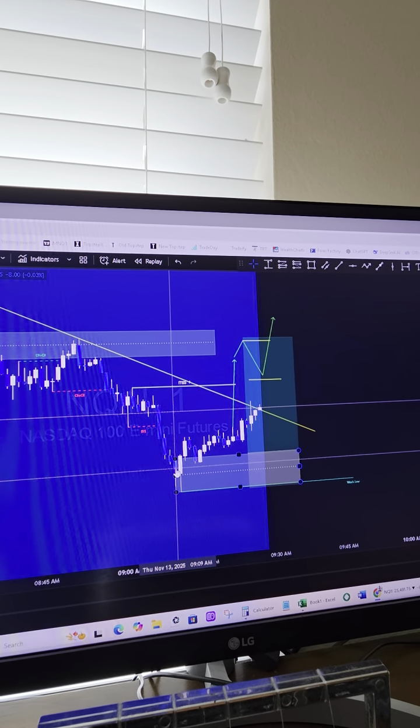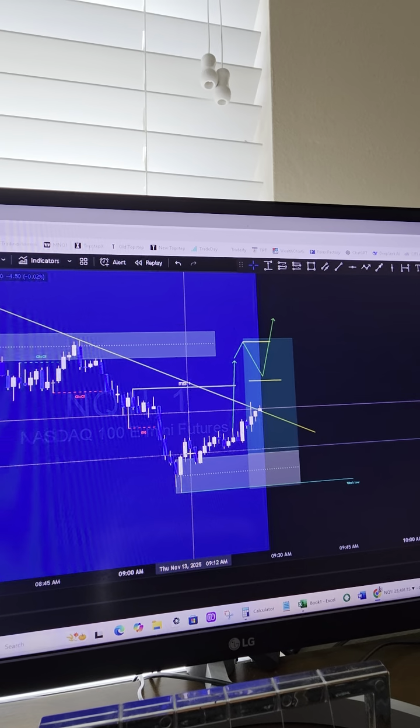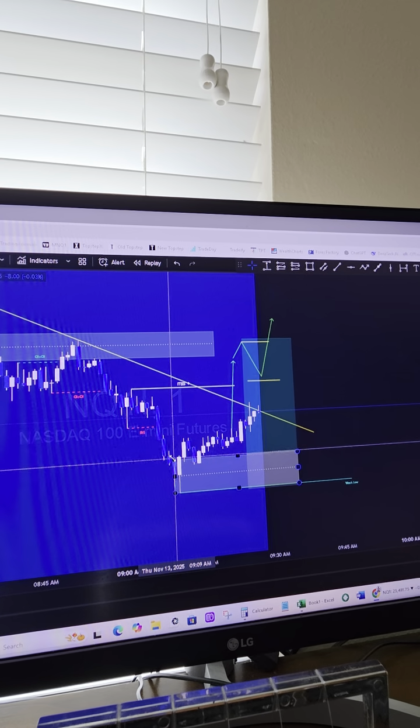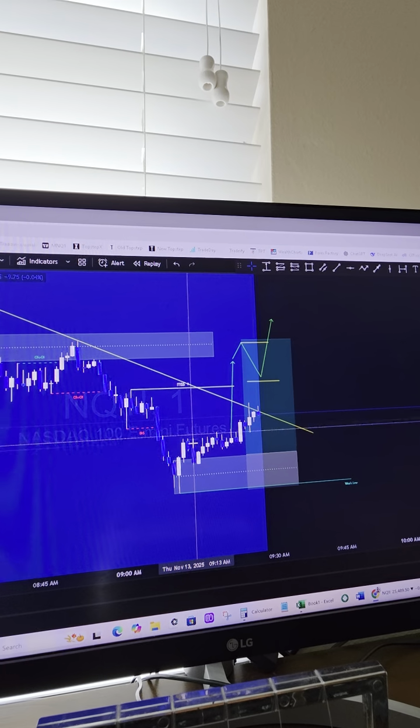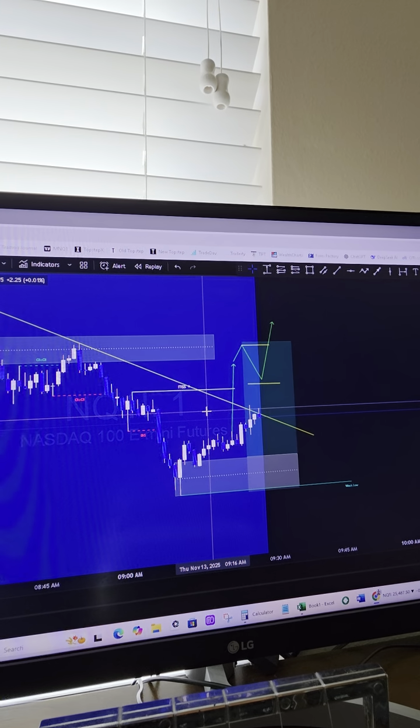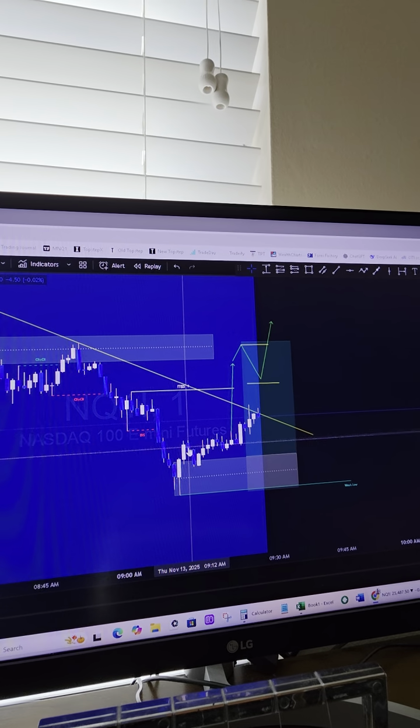So again, as I said, you could have gotten lucky. Look what happened here, right? Price came up here, shot up. You could say, okay, this is an order block, and then you could have got in here. But you don't have any indication that price is still bullish.